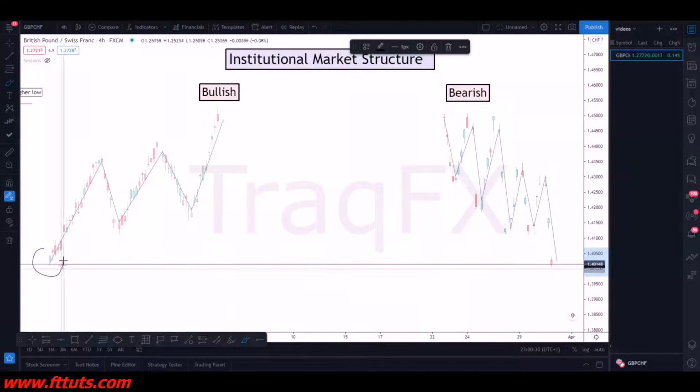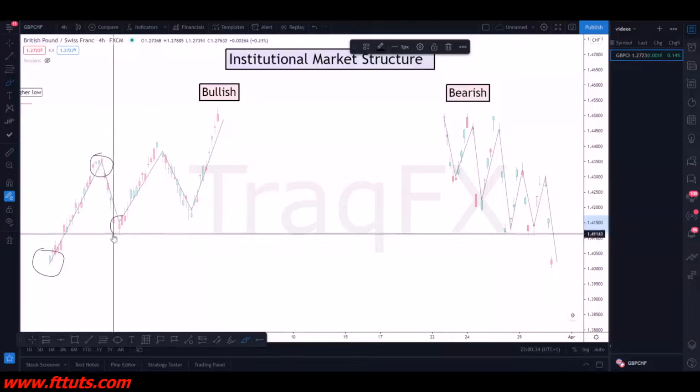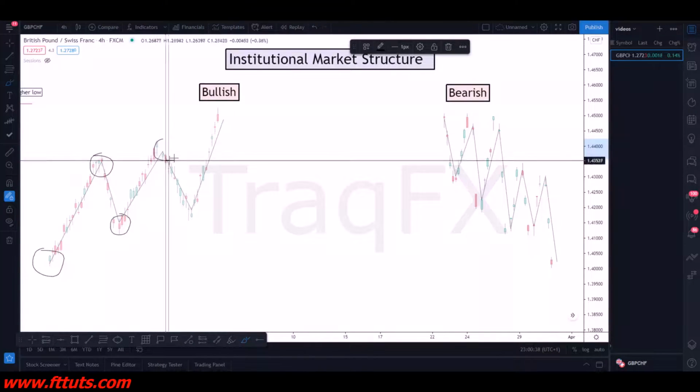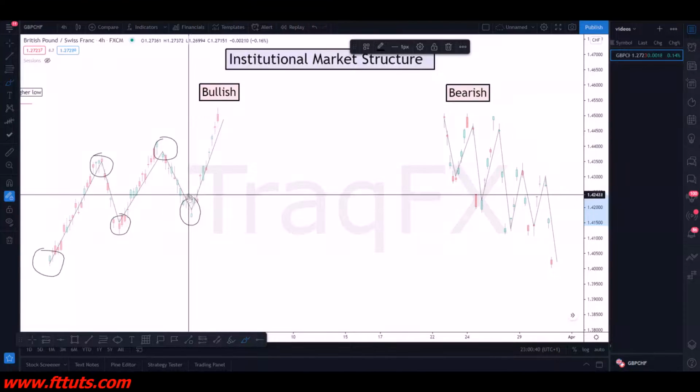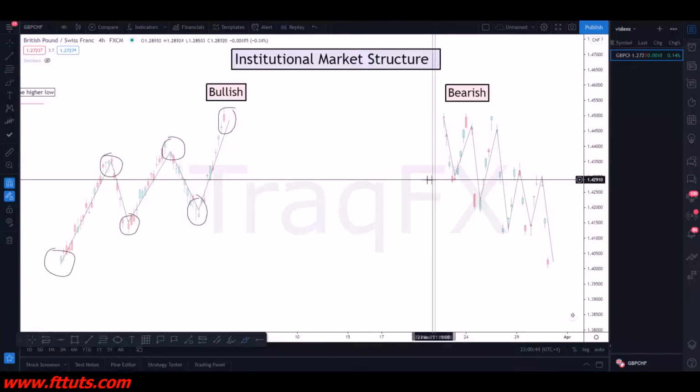So we have a low right over here, and then we have a high. From this low, we created another higher low. This low is higher than the previous low. And then we created a higher high. And then once again, we created another higher low and then a higher high. Now, same exact concept for bearish, but just the opposite.